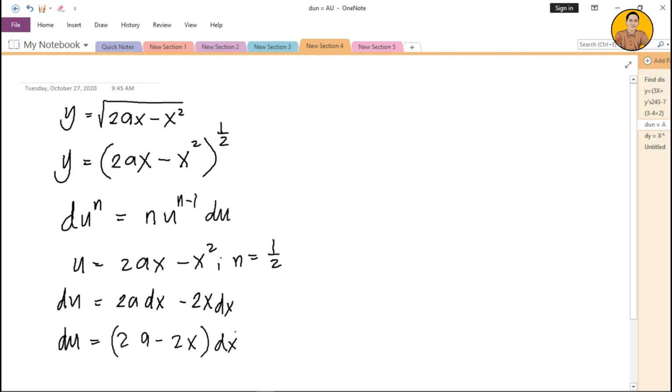Okay? Then, the next step gagawin natin is to substitute this to our formula. So this u raised to n is this full function. So this is y. So this is derivative of y equals, we have here, n natin is 1/2. So this is 1/2, copy that. So u is 2ax minus x squared.